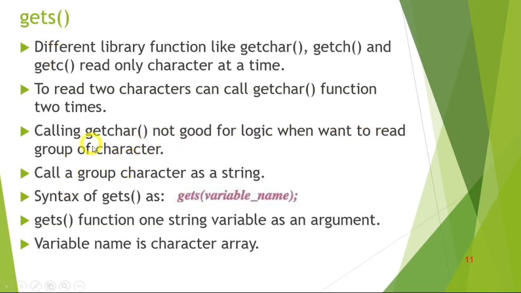So it is a string actually. How can we handle a group of characters, like Gujarat, say my state name is Gujarat, something like that? So we call a group of characters a string. What syntax will we use? Say gets, then the variable name, and we close it. So the gets function takes one string variable as an argument. It is like an argument actually. That is built in, while the declared variable is written in between these brackets. Now the variable name is a character array, sometimes it is an array also. Otherwise you can directly put the variable name actually.